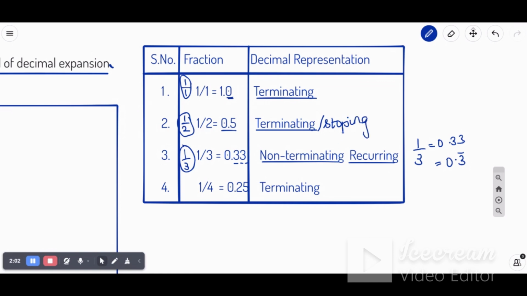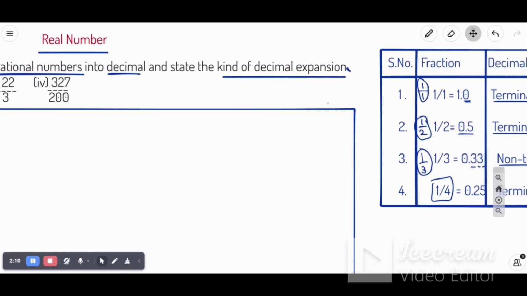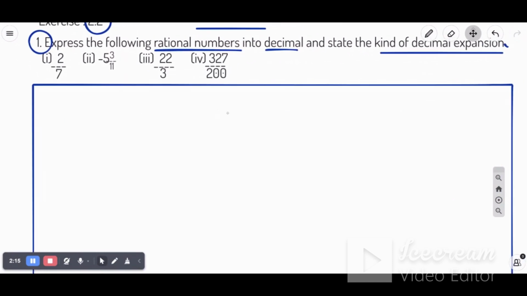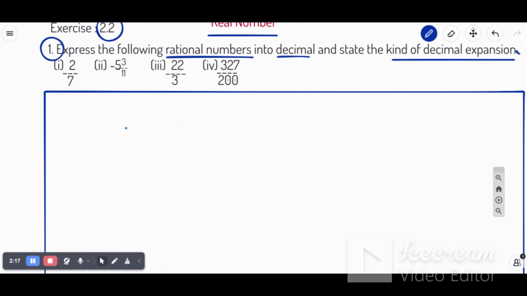So now with this small introduction, let's move on to our question. 1 by 4 is again terminating. Now we have to see whether our decimal is terminating or non-terminating and recurring. So let us take our first question. We have to see for 2 by 7.